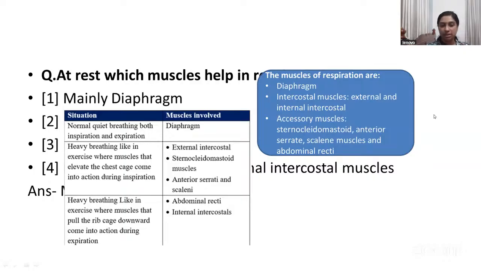In heavy breathing, like in exercise, when the muscles elevating the chest cage come into action during inspiration, these are the muscles: external intercostals, sternocleidomastoid muscles, anterior serrati, and scalene muscles. And in heavy breathing, when expiration is done, the abdominal recti and internal intercostals are involved in expiration during the heavy exercise.